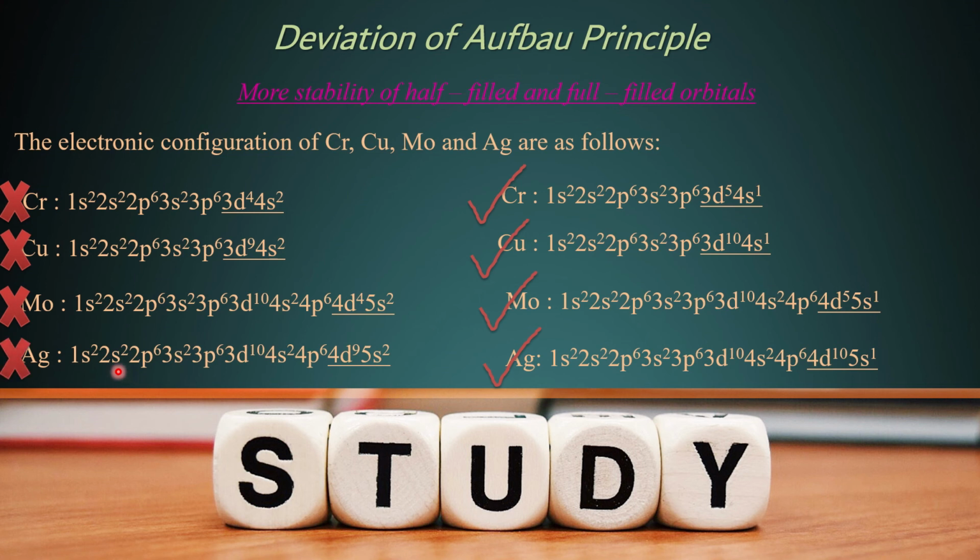So dear students, we have seen there are 4 electronic configurations which are not followed by the Aufbau principle. These are the deviations of the Aufbau principle, and why? To become stable by giving 1 electron to degenerate orbitals to make them half-filled or fully filled.